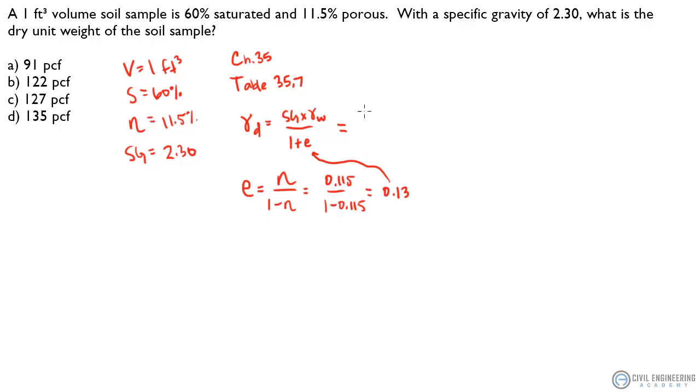We got specific gravity of 2.30 times the density of water. What is that? That should be a memorized value, 62.4 pounds per cubic foot, PCF, divided by 1 plus 0.13. And plug and chug, what do you get? I get 127 pounds per cubic foot. So the answer to this is obviously C.